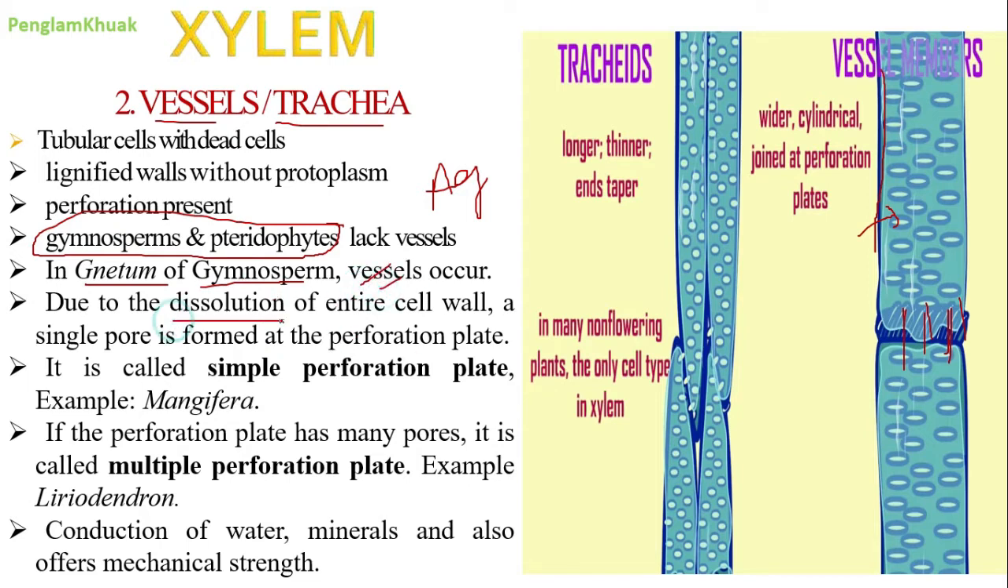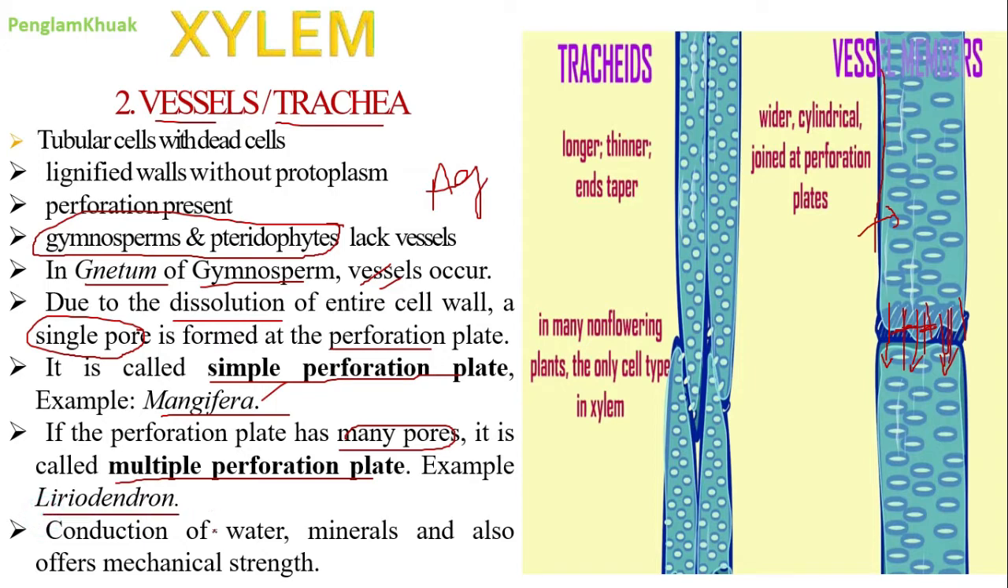Due to dissolution, meaning absence of cell wall here, a single pore is formed at the perforation plate. Pore means a hole. That type of single hole is called a simple perforation plate. An example is Mangifera, the mango plant. Another term is multiple perforation plate. Multiple perforation plate means there is more than one hole, pits or perforations present. It means many pores. An example of multiple perforation is in the plant Liriodendron.